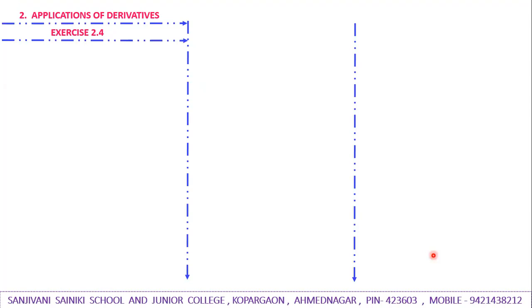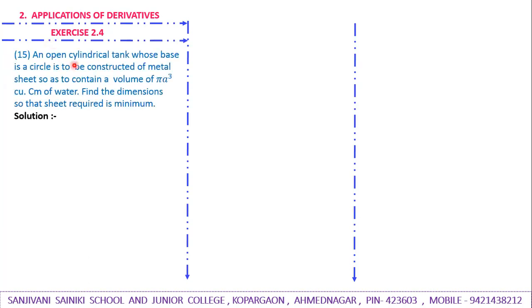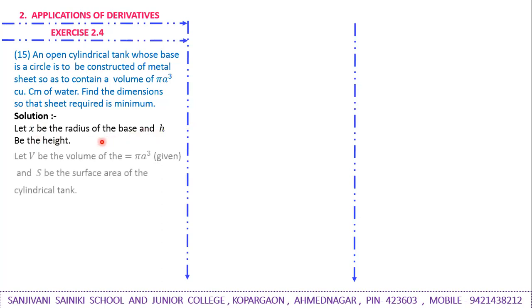Now, the next example: an open cylindrical tank whose base is a circle is to be constructed of a metal sheet so as to contain the volume of pi a cubic centimeter of water. Find the dimensions so that the sheet required is minimum. Suppose let x be the radius of the base and h be the height.